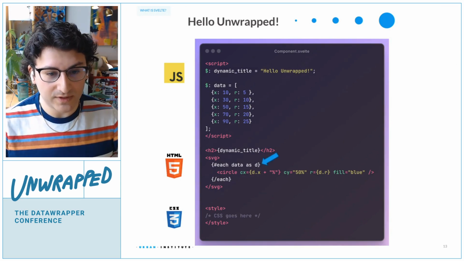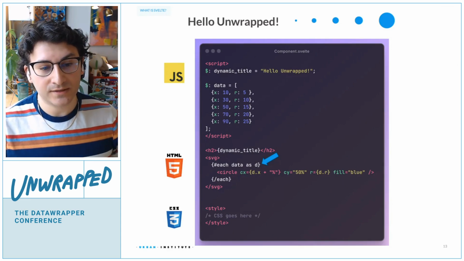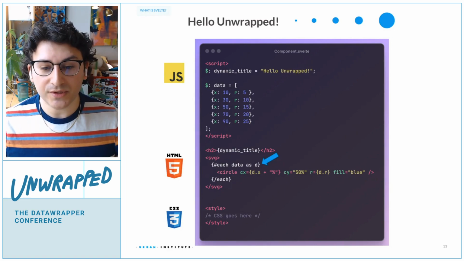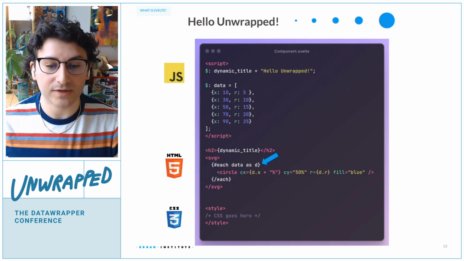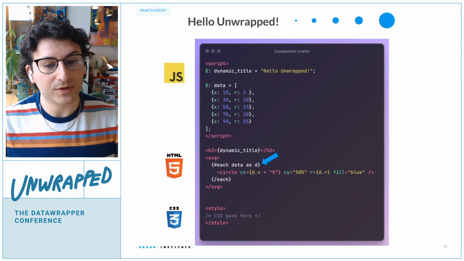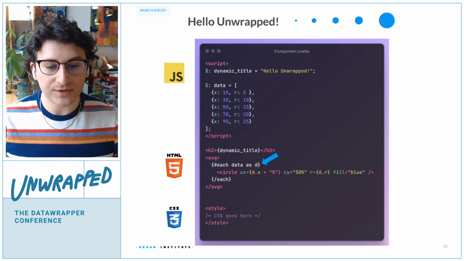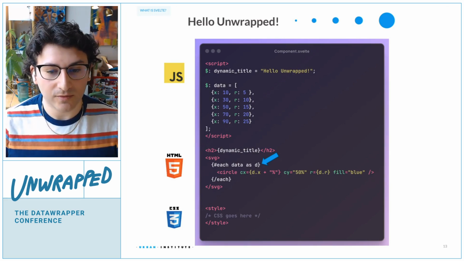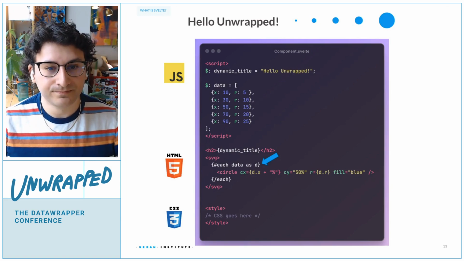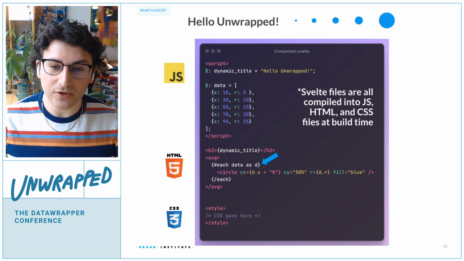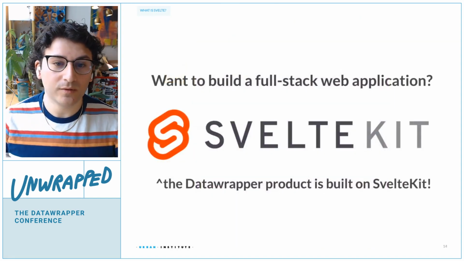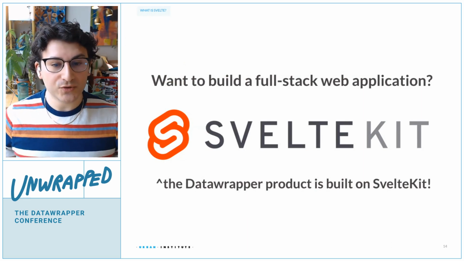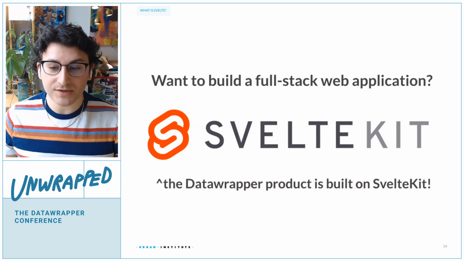Now, one of the best parts of Svelte here is that we can iterate through our data using this each block. This is really a declarative programming style where we're producing the information we want to be rendered on the DOM right in the code that we're building. If you're used to vanilla JavaScript or D3 and writing imperative code, this is a pretty different paradigm for creating web applications. All of this is compiled into JavaScript, HTML, and CSS at build time, and then you can deploy that to a server. If you want to build a full stack web application, you would do so with something like SvelteKit. The Datawrapper product is actually built on Svelte.